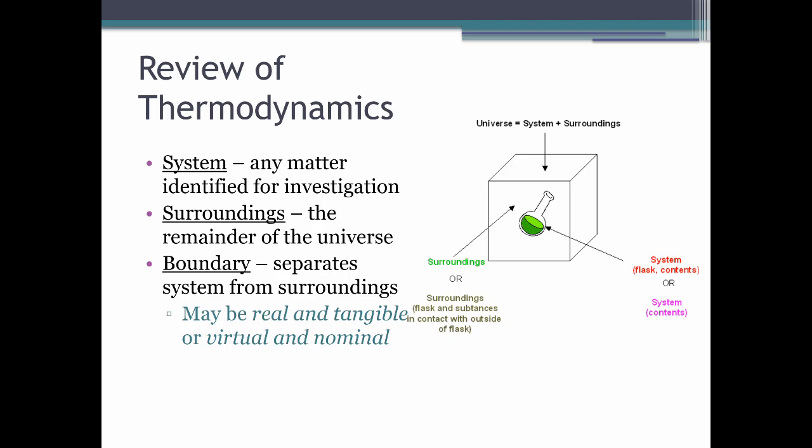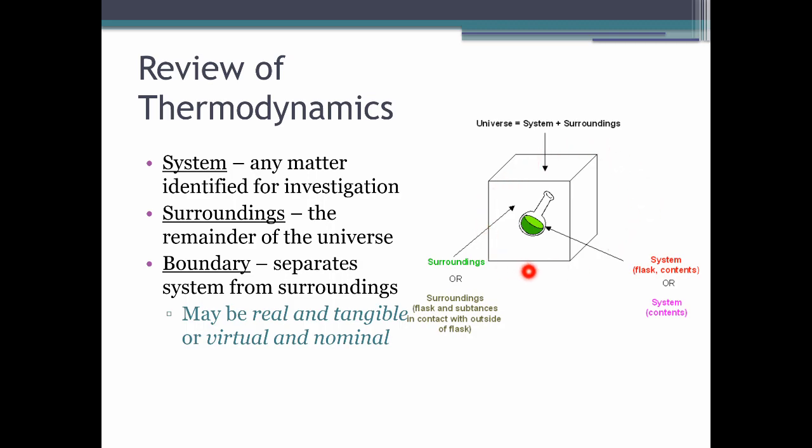So the boundary can be real, such as the walls of, say, a bioreactor, or it can be virtual and nominal. For example, in a certain heterogeneous system, you have the rest of the bulk concentration, and then you have an area. There is no boundary line there, but that is an area where the concentration, for example, of a solute starts to deplete. So that's an example of a virtual boundary.